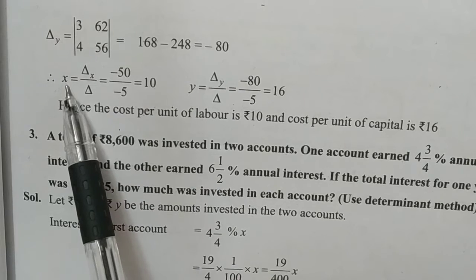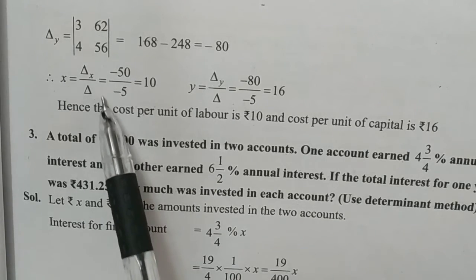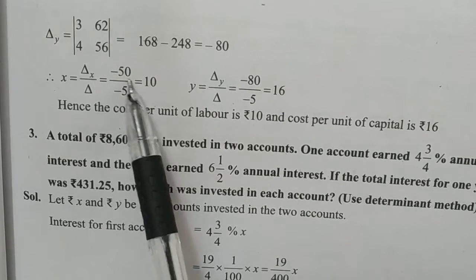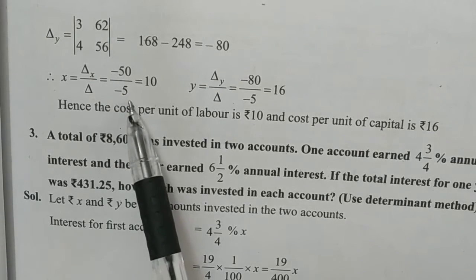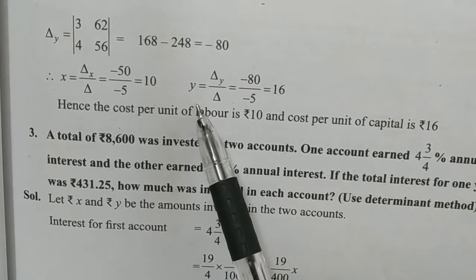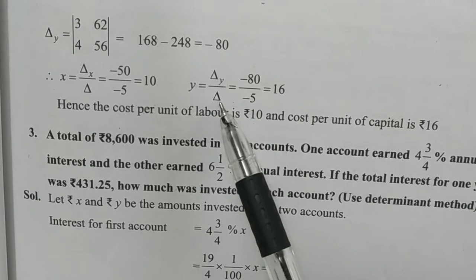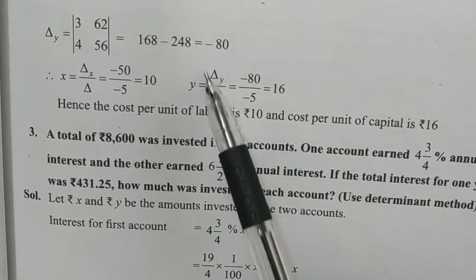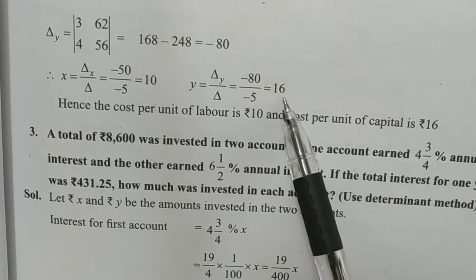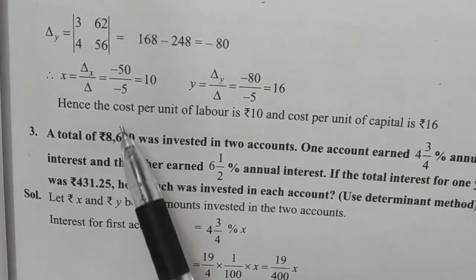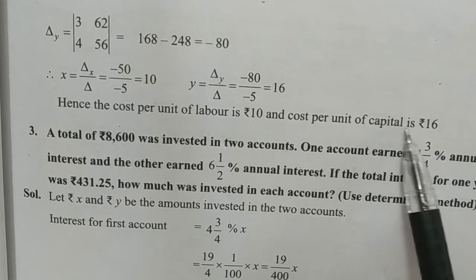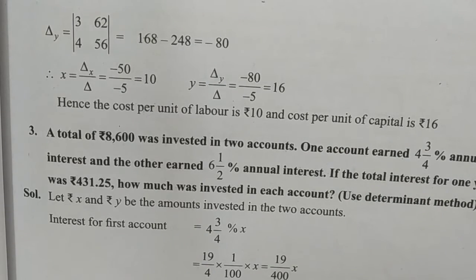So finally we get x equal to delta x divided by delta. Delta x value is minus 50, delta value is minus 5. Cancel, we get the value 10. y equals delta y divided by delta, which is minus 80 divided by minus 5. Cancel, we get the value 16. So the cost per unit of labor is rupees 10 and the cost per unit of capital is rupees 16.